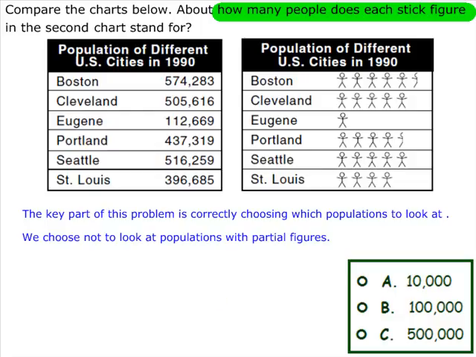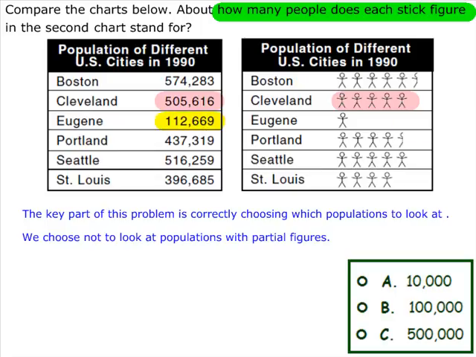So that means, for example, we're going to look at Cleveland. So we're going to look at Cleveland in 2 places, here and here. We notice there are 5 stick figures, and that goes with a population of 505,616. So, 5 stick figures, 505,616. So then let's go down and do one more.